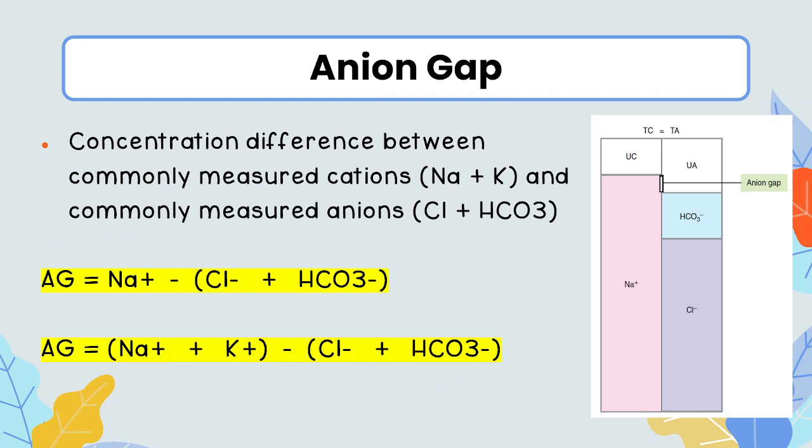Now, anion gap is the concentration difference between your commonly measured cations, which are your sodium and potassium, and your commonly measured anions, which is your chloride and your bicarbonate. And thus, there are actually two formulas that can be used in order to measure anion gap. Pwede po ito, sodium minus your chloride plus bicarbonate. Or if we would include potassium, then sodium plus potassium minus chloride plus your bicarbonate.